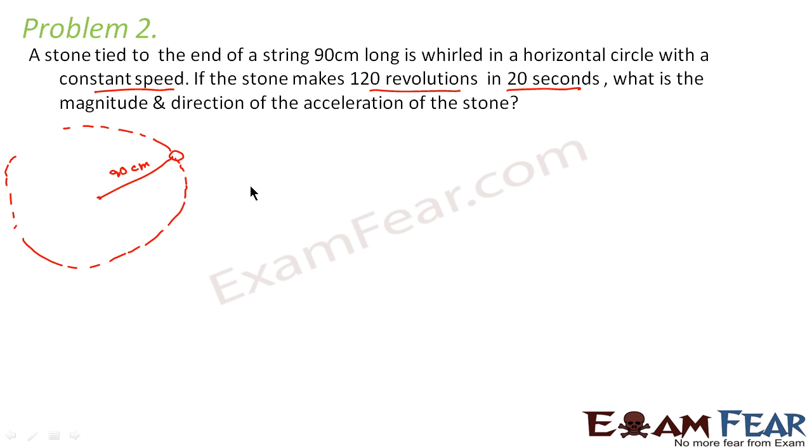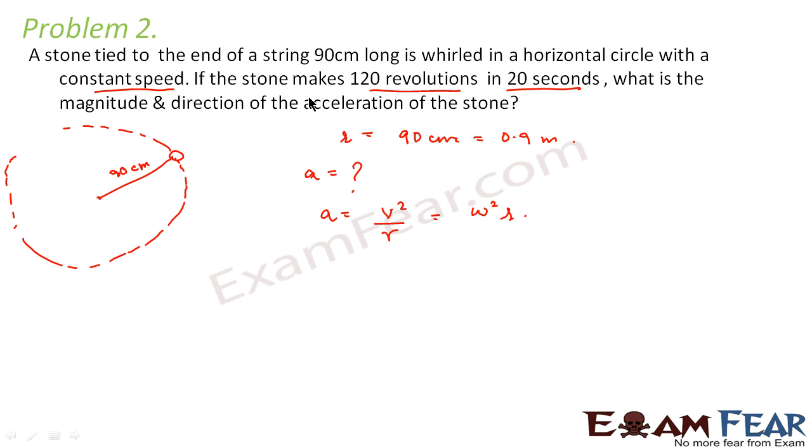And it is told that it makes 120 revolutions in 20 seconds. So with the help of this value, we can calculate the angular velocity. Here what is given, radius of the circle is given as 90 centimeter, which is equal to 0.9 meters. Also, we are asked to calculate the magnitude and direction of acceleration. Now we know that acceleration is equal to v square by r, or omega square r. So if we know the value of v or omega, then we can calculate the value of acceleration.